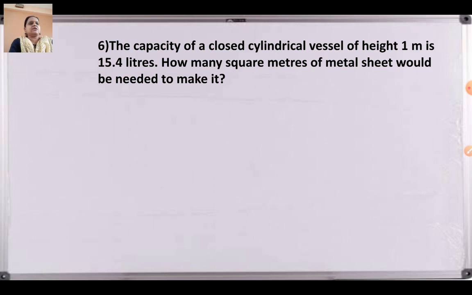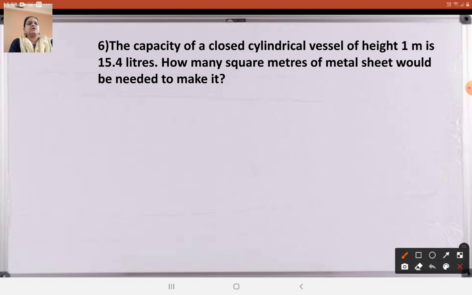Now let's again understand the sum first of all. What is given? The capacity is given, so that means the volume is given. That is also given in liters, so you convert it into meter cube. Height is given. So by using the volume, first of all find the radius. Then what is asked? How many square meters of metal sheet is required? So use that radius and then find the curved surface area.